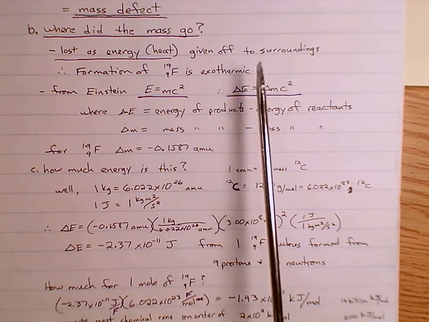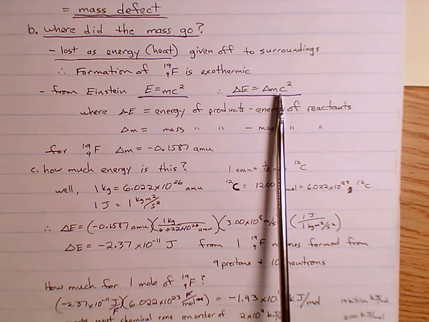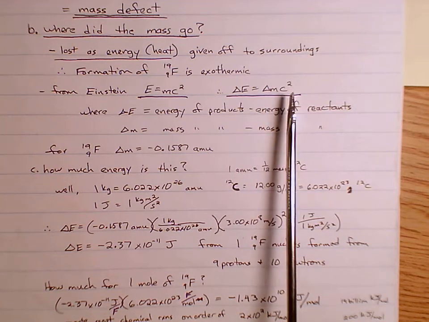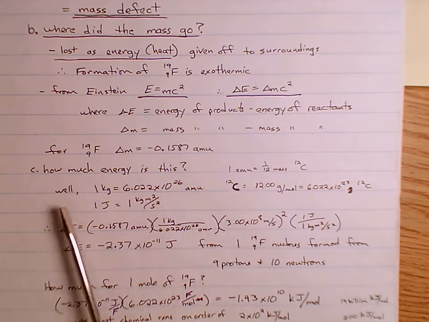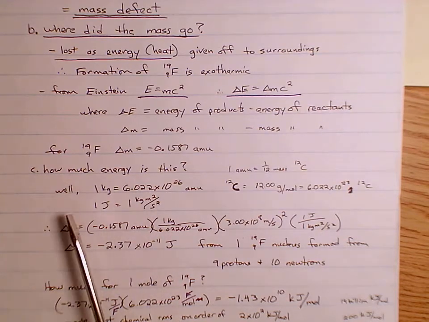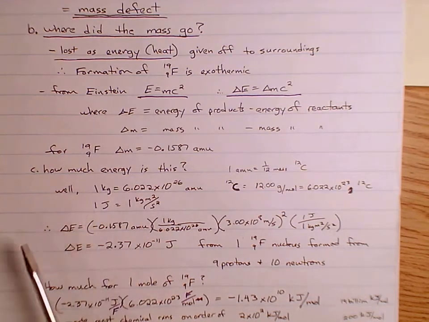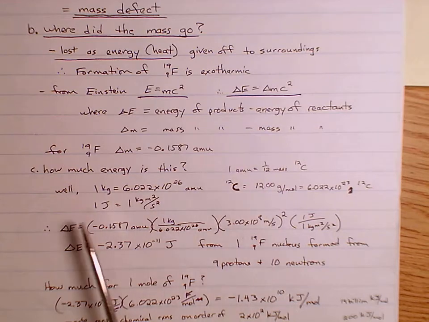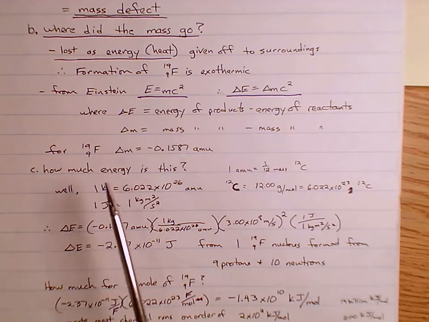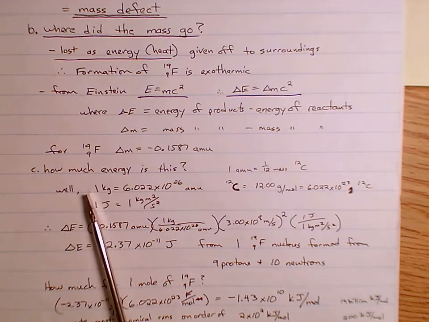Let's recall, E is energy, delta m is the change in mass, c is the speed of light, and we have to square that. Here are some things in order to do the calculation, which you will not have to do on the exam. I'm not going to make you do this calculation. I just want you to see where these numbers come from.